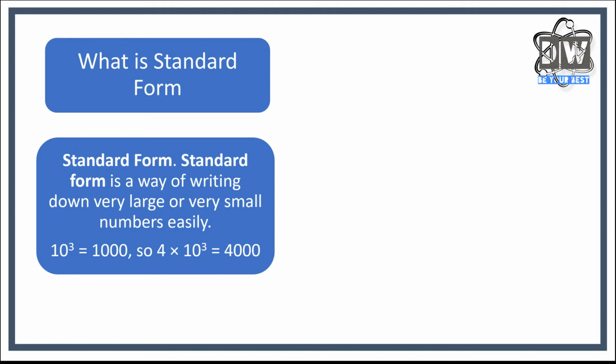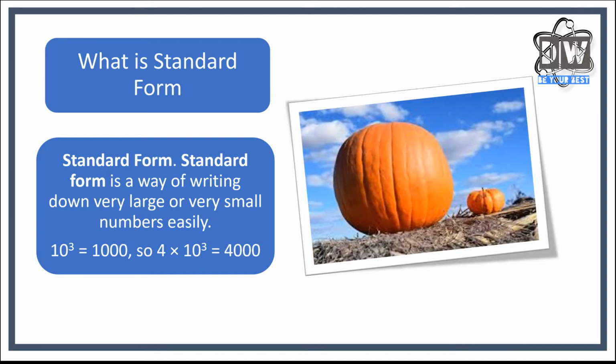So just some information here. 10 to the power of 3 is the same as 1000. So 4 times 10 to the power of 3, or 4 times 1000, gives you 4000. This is key information when it comes to standard form. So we're looking at something rather large and making it smaller, or we're looking for something smaller and we're going to make it larger. Okay, we're going to go both ways.